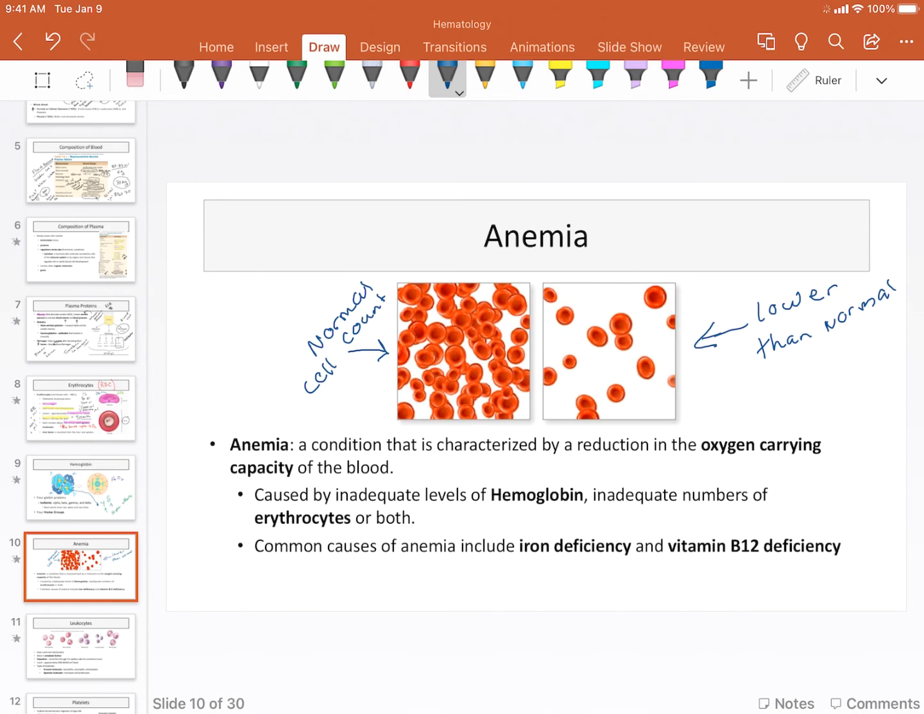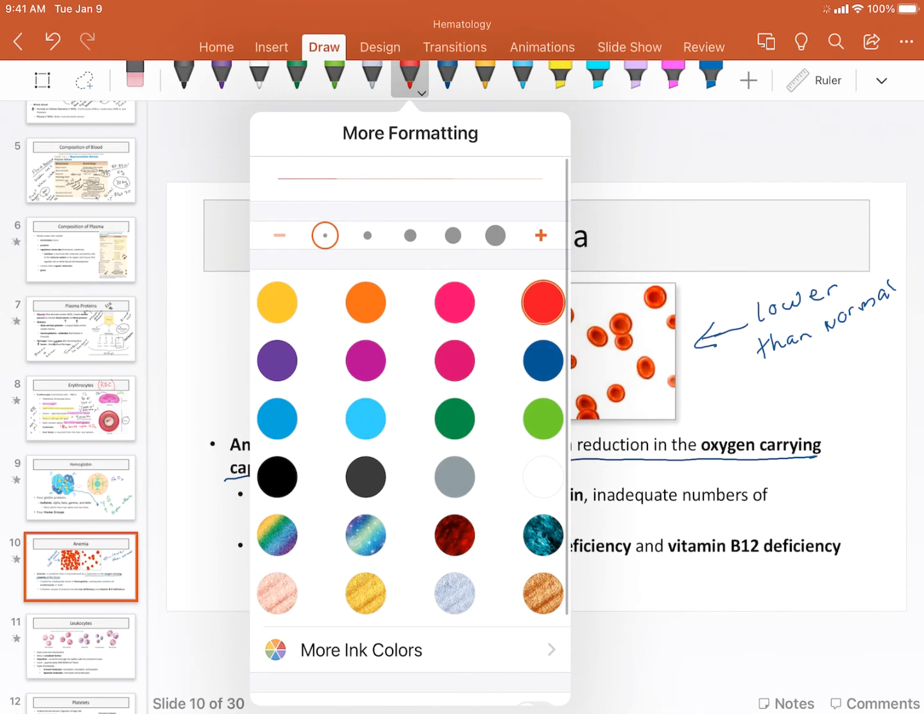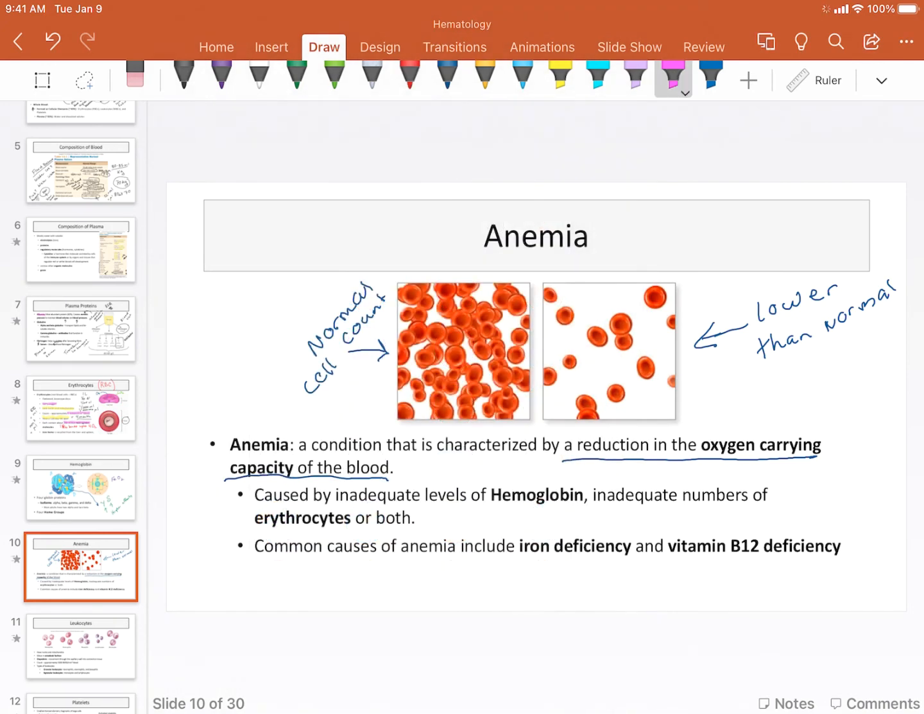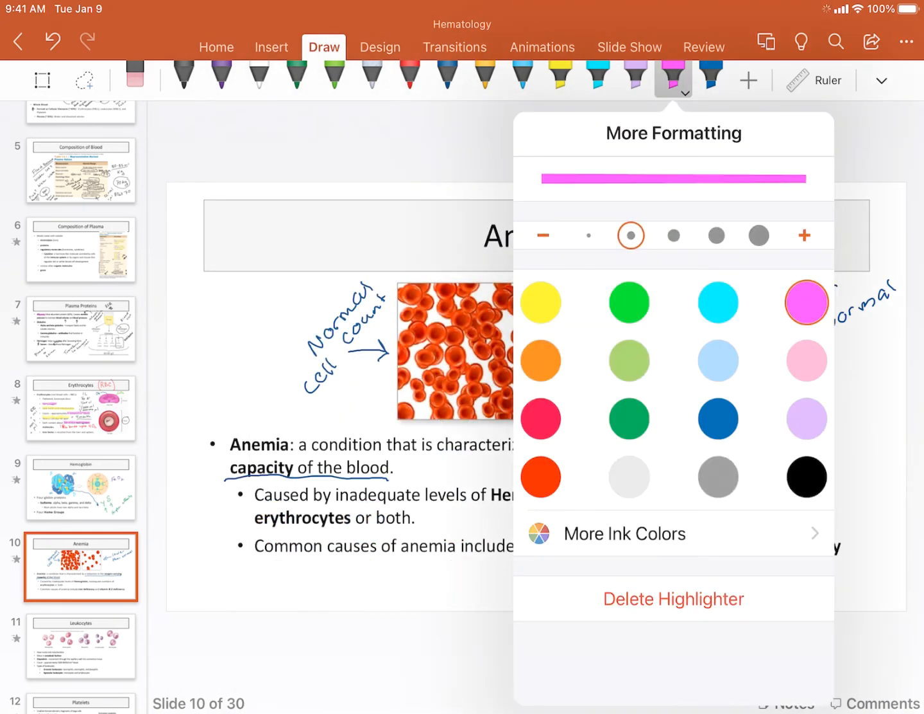However, the correct definition of anemia is that it is a condition characterized by the reduction in oxygen carrying capacity of the blood. And I want to emphasize that you can, in fact, have a completely normal cell count, completely normal, and still be anemic. Let me doctor this image up a little bit. Maybe I'll use this one because that'll work. We'll even do that one.